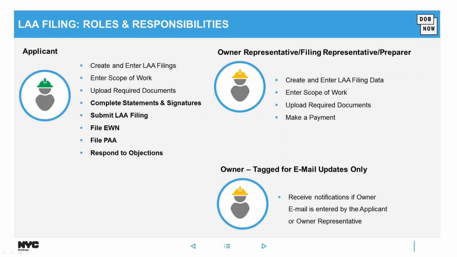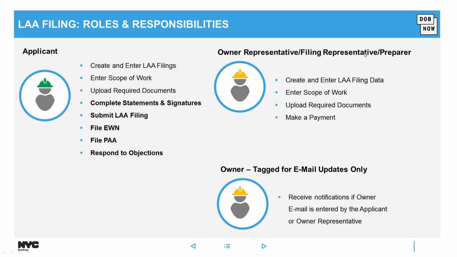Those applicants of record can also file emergency work notifications, post-approval amendments, and in the case of a request for corrections by the LAA unit at the Department of Buildings, they can respond to any objections within a post-approval amendment.